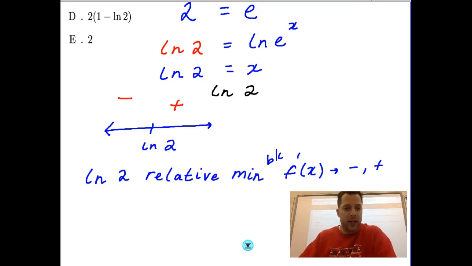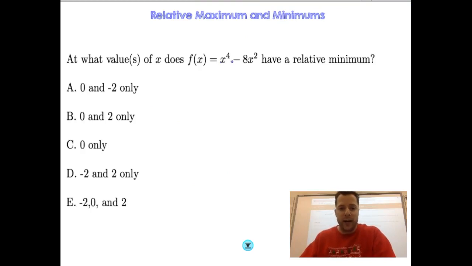So let's move on to our next example. We're going to look at what values of f of x equals x to the fourth minus 8x squared have a relative minimum. Start with your derivative. You can pause me anytime and see if you get the right derivative. I'm going to have 4x cubed here minus 16x.